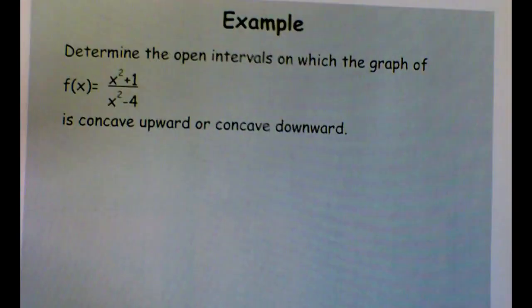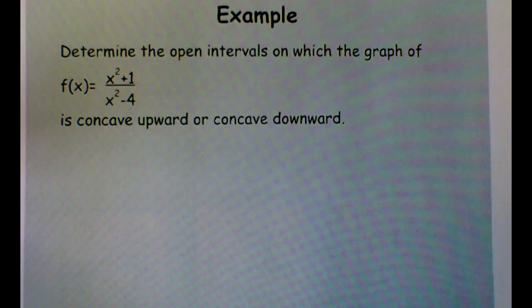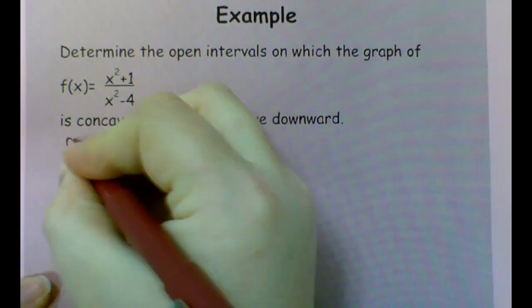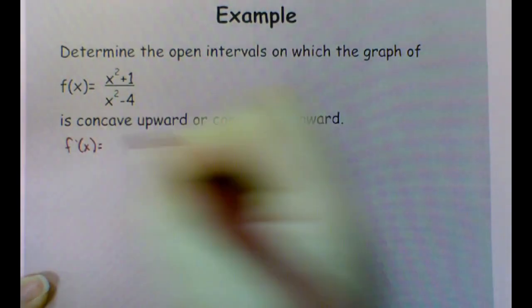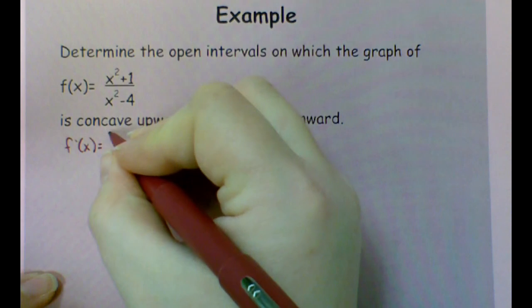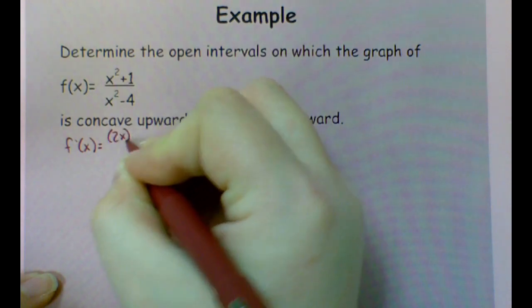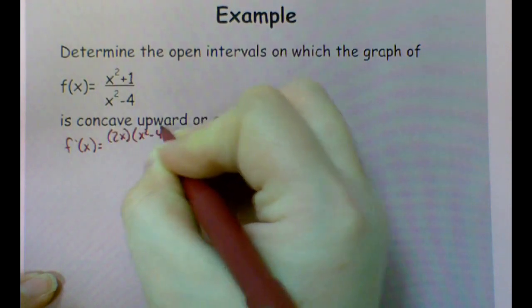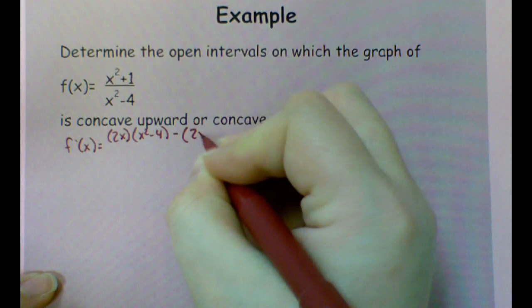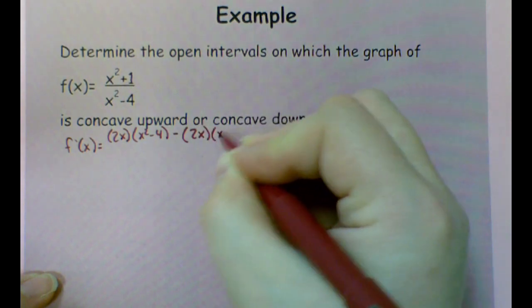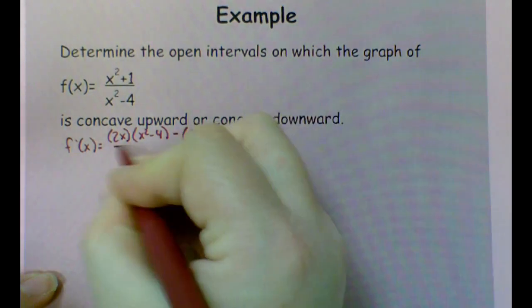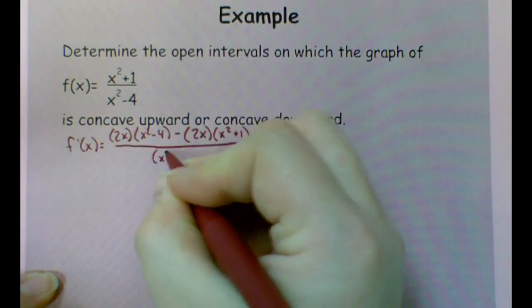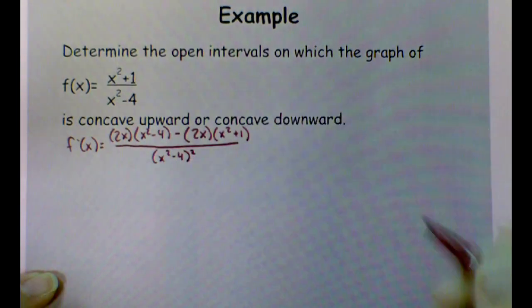Let's try another one. We're going to determine the open intervals on which this is concave up and concave down. So step 1 is find the first derivative. I'm going to try to write a little smaller on this one. So I take the derivative of the top, which is 2x, times the bottom unchanged, minus the derivative of the bottom, which is 2x, times the top unchanged, all over the bottom squared.